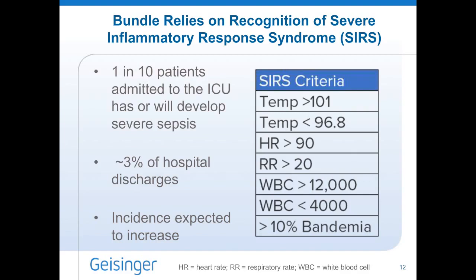There still is no national or international agreed upon definition of what sepsis is as a global definition, but most people do agree that SIRS is very close to what is listed here, and for the Step 1 bundle, this is what SIRS is defined as. 1 in 10 patients admitted to an ICU in the United States has or will develop severe sepsis. It involves about 3% of all hospital discharges, and the incidence is increasing. So this is a really important focus for microbiology labs around the globe.